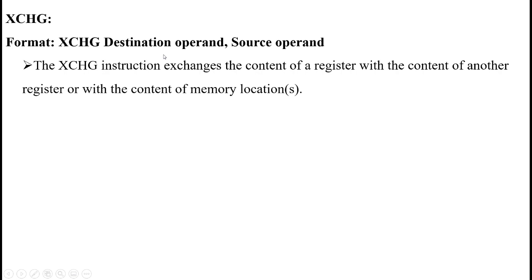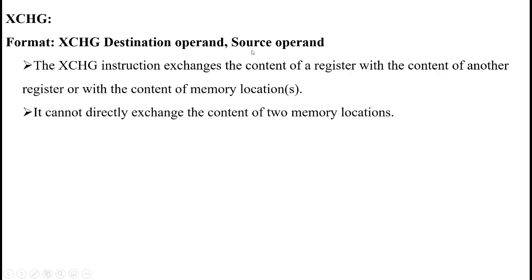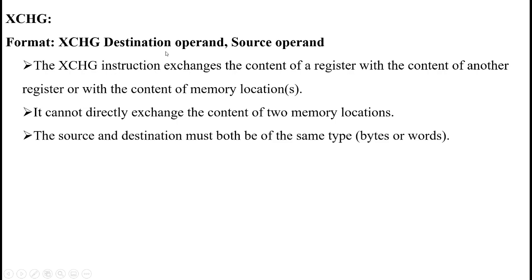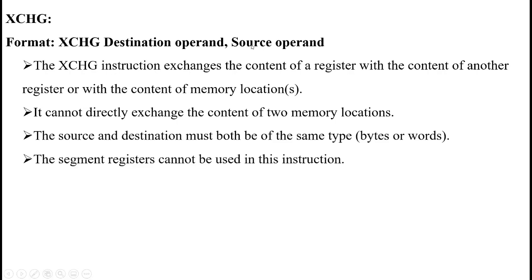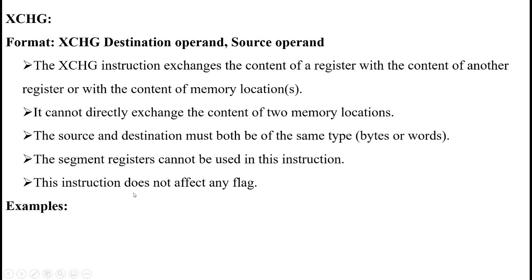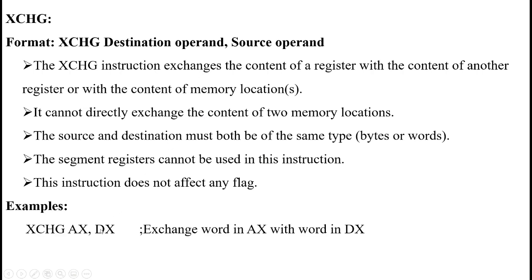Then what are the conditions for this? Whatever conditions we checked for the move instruction, almost the same conditions apply for the exchange instruction also. The source operand may be a register or memory location. The destination operand may be a register or memory location. Both at a time, source and destination operand, should not be memory locations. And this instruction also doesn't affect any flag registers. If you see the example of exchange instruction, see here, XCHG AX, comma, DX.